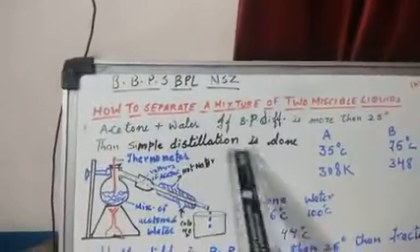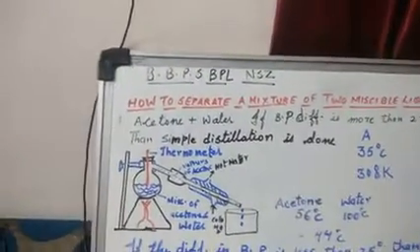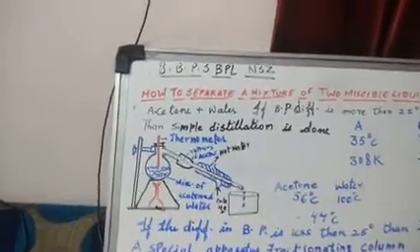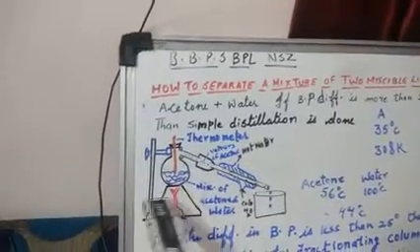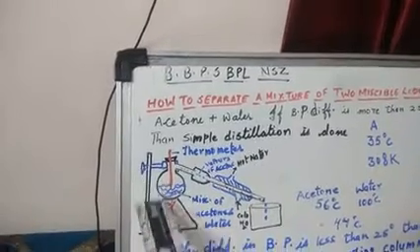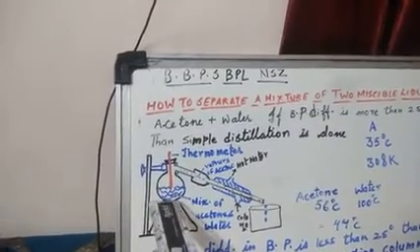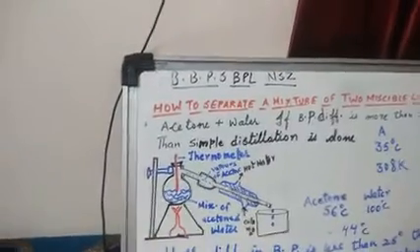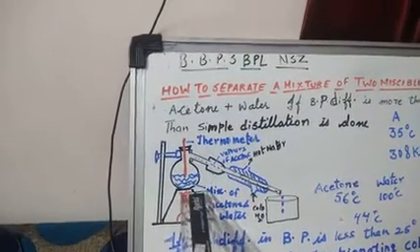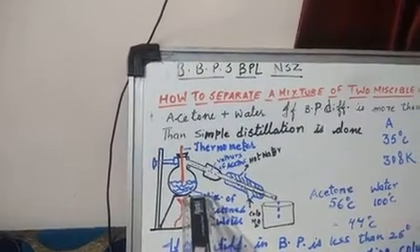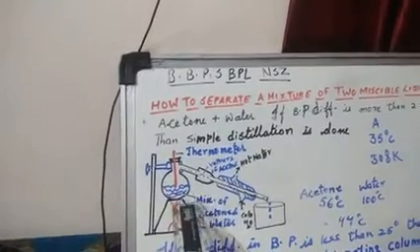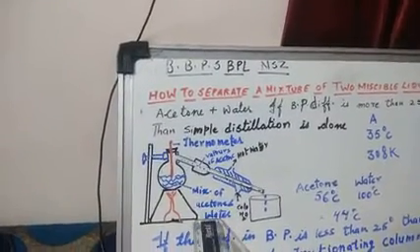How to do simple distillation? First of all, we are taking a boiling retort. Boiling retort means a round bottom flask in which strong heating can be done. This apparatus is round from the bottom also. So, a round bottom flask. In that round bottom flask, the mixture of acetone and water is taken.